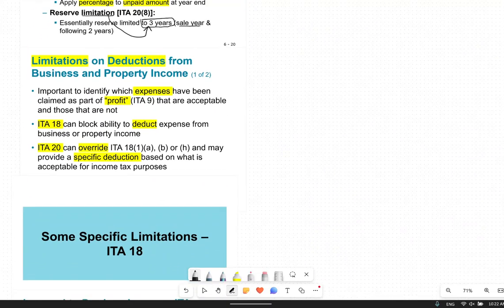Now going further, we have the limitation on deductions from business and property income. It is important to identify which expenses have been claimed as part of the profit that are acceptable and those that are not. You have to think of it as if it's an expense that is part of your profit. We have revenue minus expenses, which we call profit, and there we have some expenses that are not acceptable. So we needed to know which are acceptable and which are not acceptable. You have to figure that out.